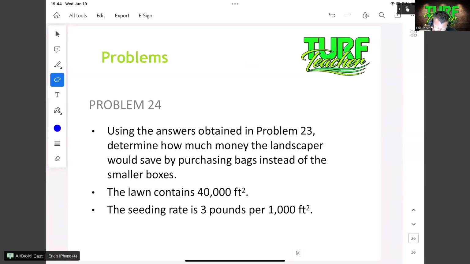Problem 2-4. Using the answers obtained in problem 2-3, determine how much money the landscaper would save by purchasing bags instead of the smaller boxes. So now we're just calculating the money. The lawn contains 40,000 square feet. The seed rate's 3 pounds per 1,000. So we set up the math problem like this. Seed 3 pounds per 1,000. We have 40,000. That's 120 pounds.